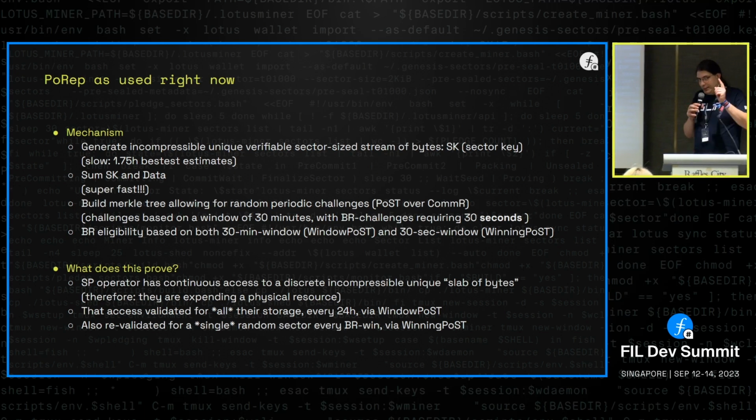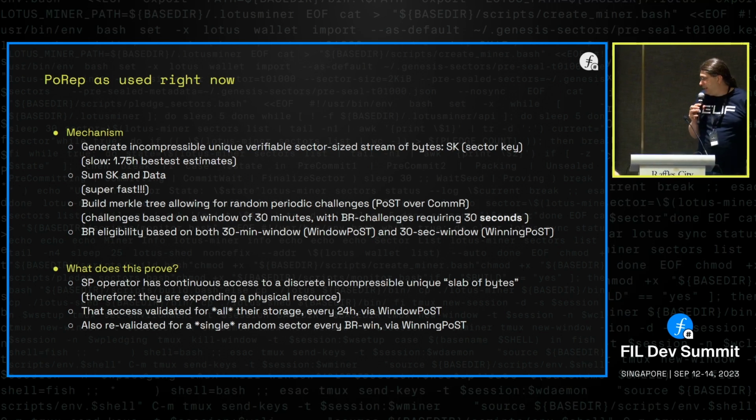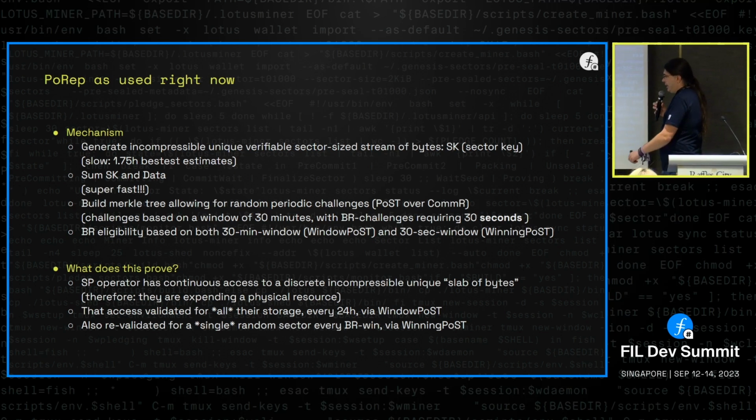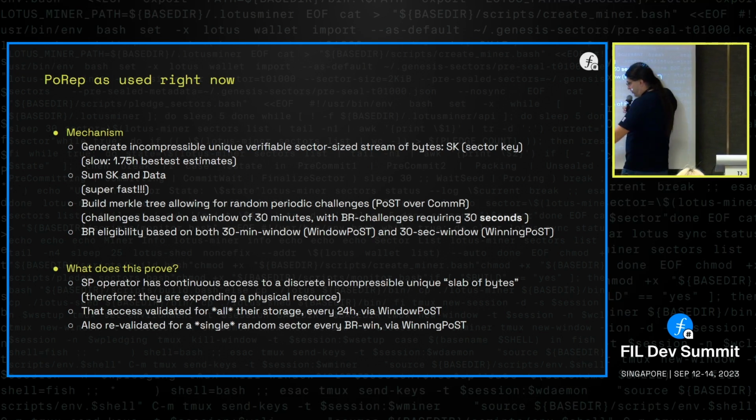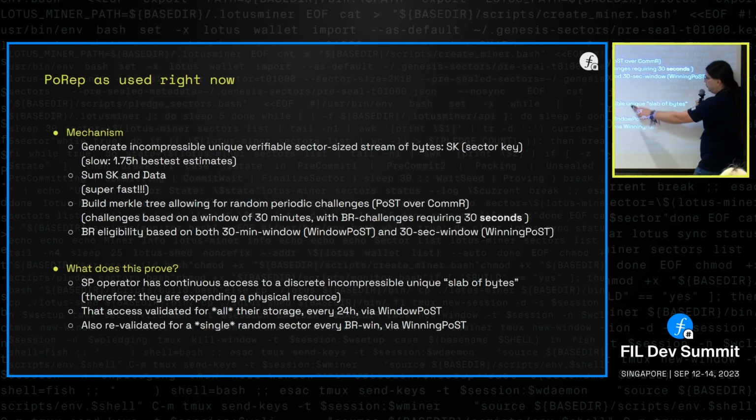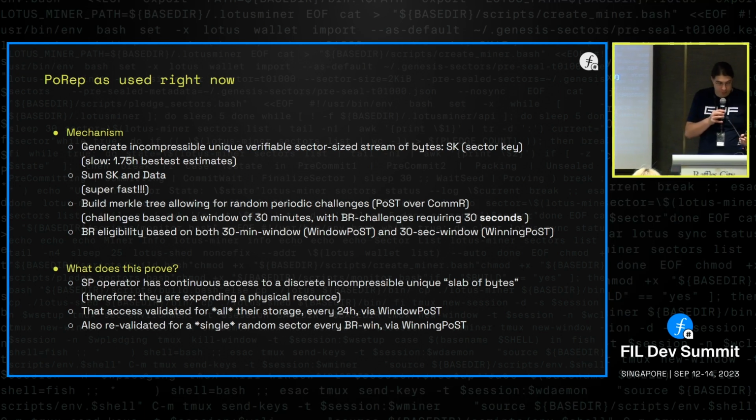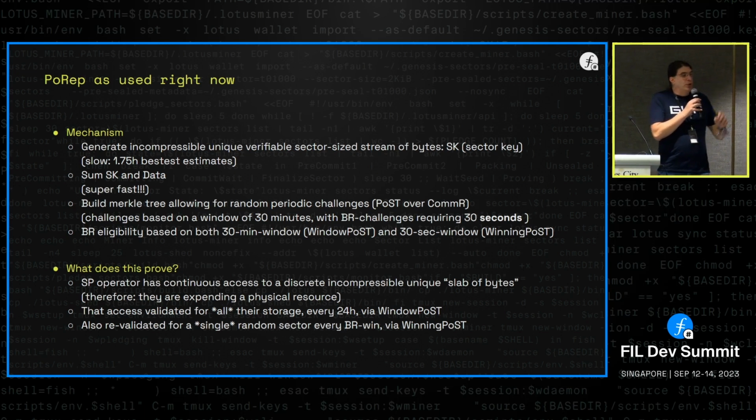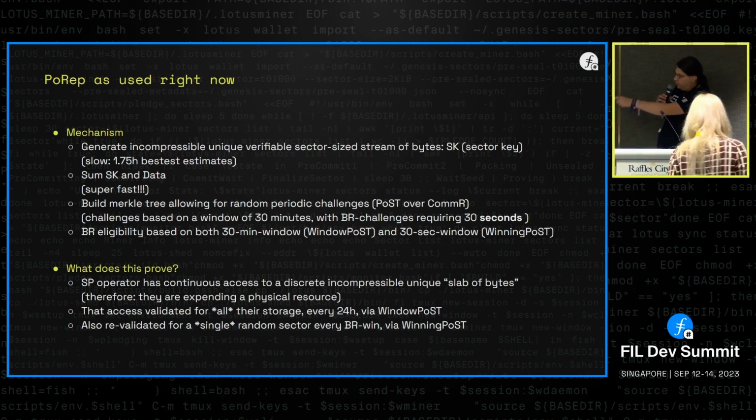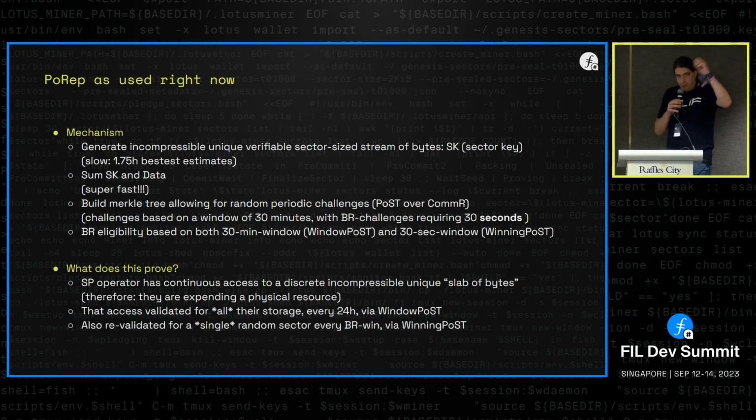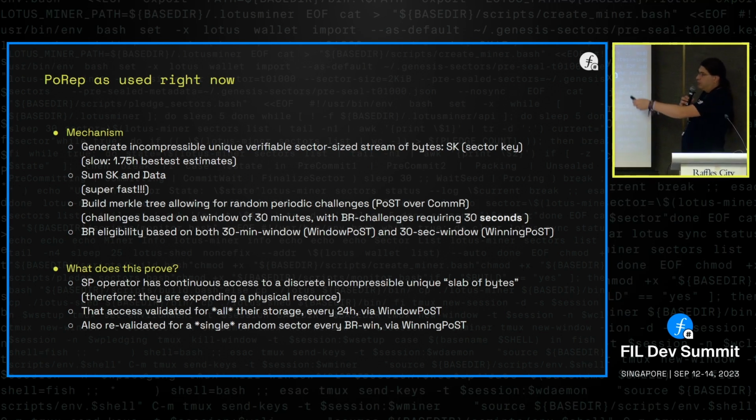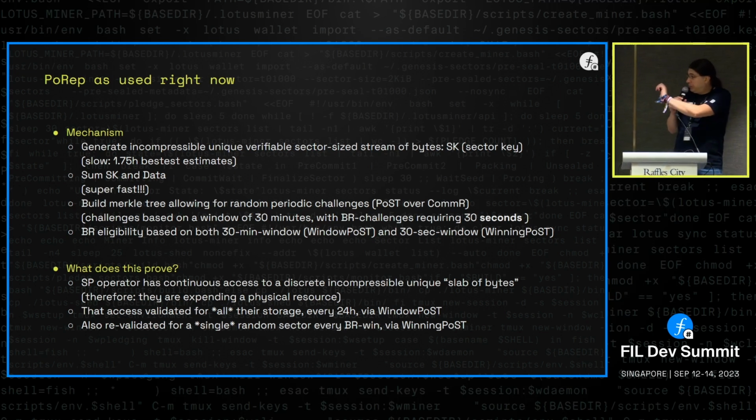And then one sector from all the sectors you have, every time you win a block, in order for you to be eligible for this block, you need to satisfy a winning post, which is a 30-second window. It's all you have. What's PR? Block reward. Block reward, sorry. So whenever you are selected to win a block, you have to do the response within 30 seconds for one sector, and all your power that determines whether you're eligible for a block or not is based on 30-minute windows that you have to do every day. Okay, this is what we do today.